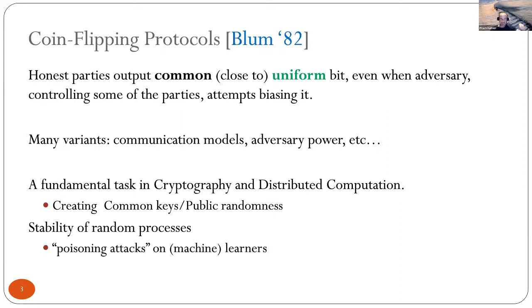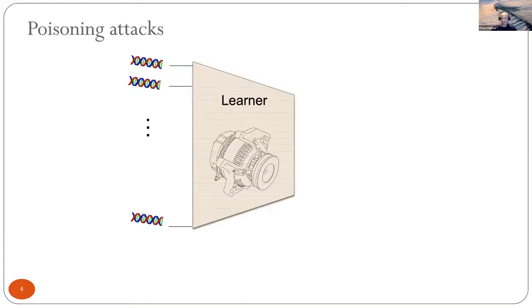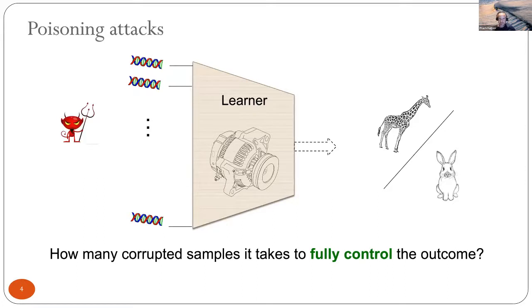Let me give an example: poisoning attacks on machine learning algorithms. Here's a story. There's a learner engine that gets as input DNA samples, and it tries to find out whether they come from, I don't know, a giraffe community or a rabbit community. The question one might ask is, if an adversary is controlling some of the samples, can he make the learner always output a giraffe? Clearly he can do that if he controls all the samples, but what if he only controls some of them? So this question is clearly important.